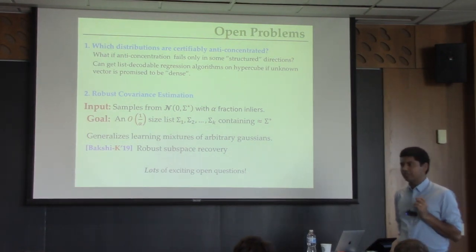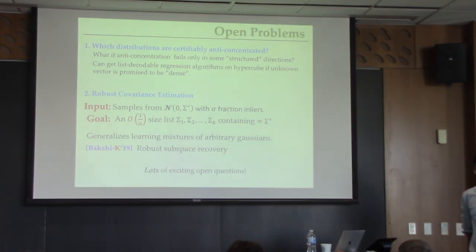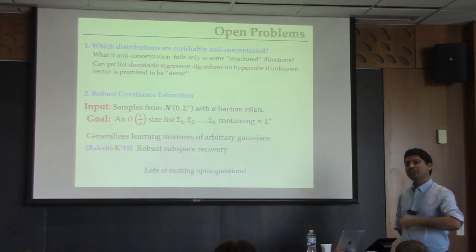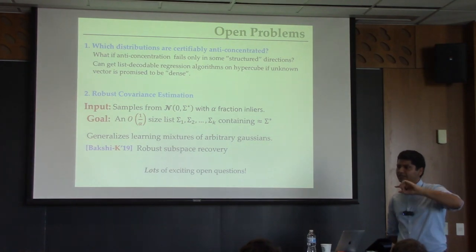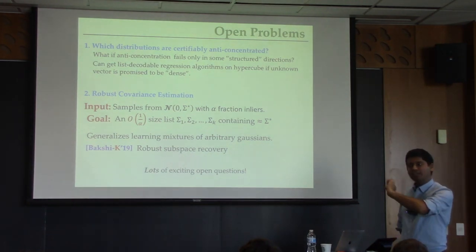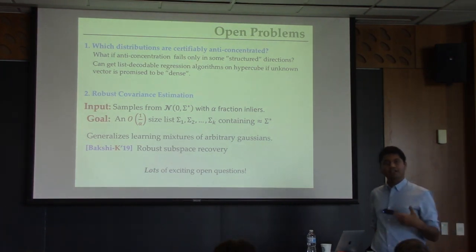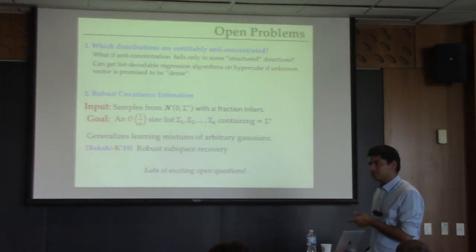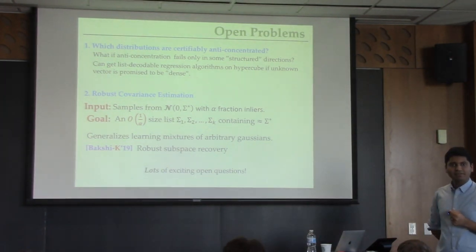You can define natural notions of closeness. Let me not worry too much about that right now because I'm stating it only vaguely. It turns out that if you use appropriate notions of closeness, like approximation in Löwner ordering, then it corresponds to a generalization of the problem of learning mixtures of arbitrary Gaussians. Just like list-decodable regression generalizes mixed linear regression, this problem generalizes learning mixtures of arbitrary Gaussians. There was this tour de force work of Moitra, Valiant, and Kalai from 10 years ago, which did this in the no-noise setting. This is the challenging, noisy counterpart of it. We don't quite know how to do that.